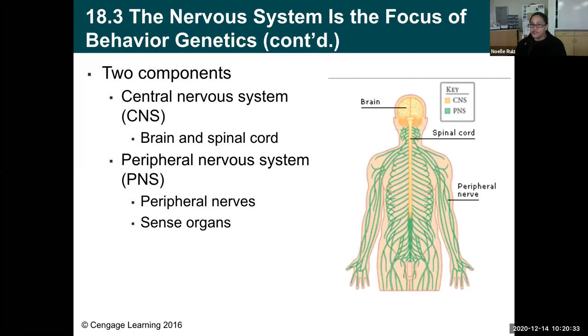There are two components of the nervous system. This should be reviewed. You should have seen the nervous system at some point. The brain and spinal cord is called the central nervous system. That's what controls everything. And then your peripheral nervous system is all the nerves that shoot out to the rest of your body. That's all the green in the picture. You also have other sense organs. Your skin is a sense organ. There's a lot of sensory nerves that receive stimuli in your skin. Your nose, your ears, your eyes, those are all sense organs that control your senses.